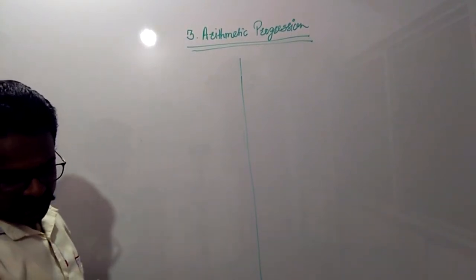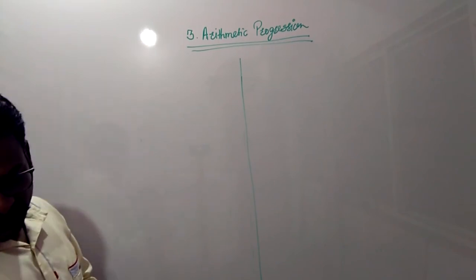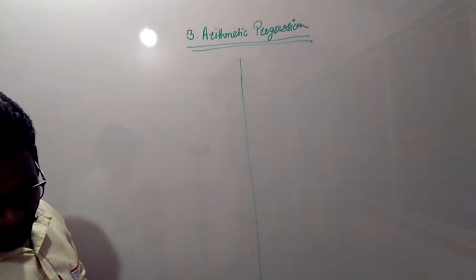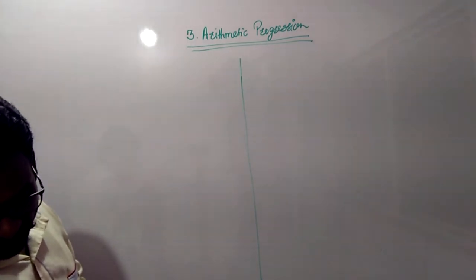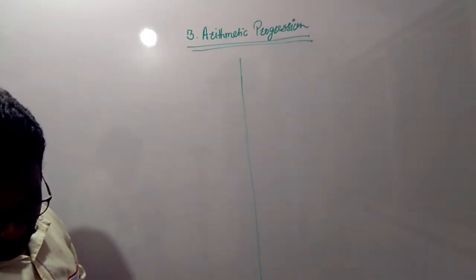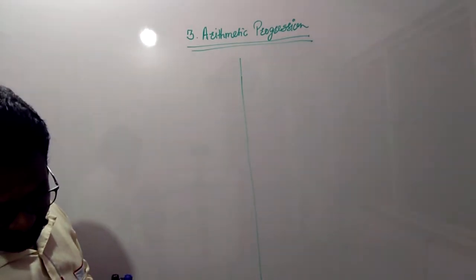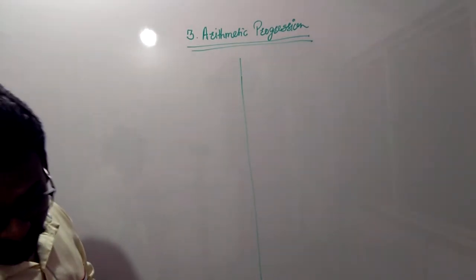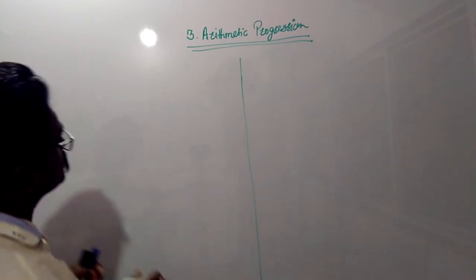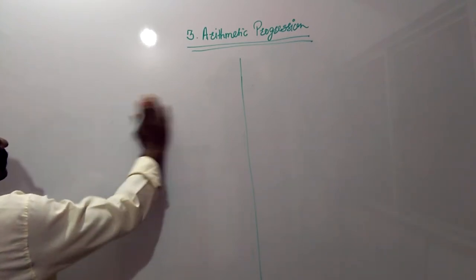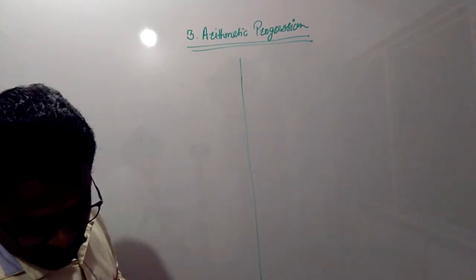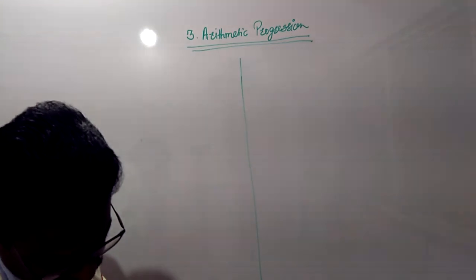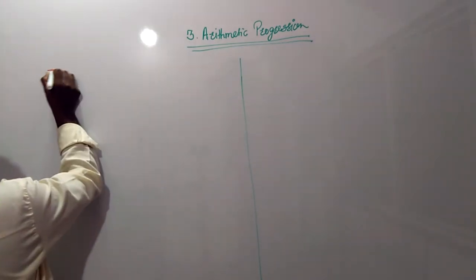So the question is like this: the 17th term of an AP is 7 more than the 10th term. Find the common difference. I'll write the whole question, otherwise you can't understand it.